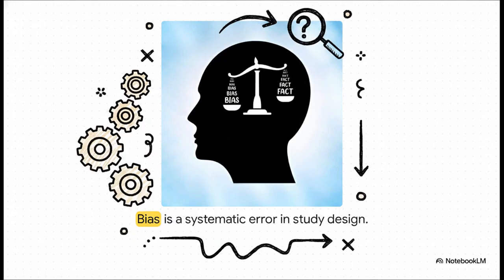I want you to burn this specific image into your brain because bias isn't just some random little mistake. No, it's a systematic error baked right into the design, conduct, or analysis of our research. It literally acts like a heavy weight on that scale, constantly and predictably pulling our measurements away from the true factual value we're trying to find.